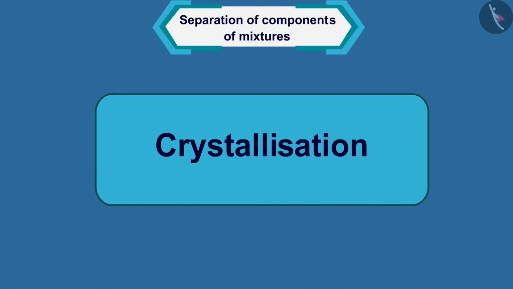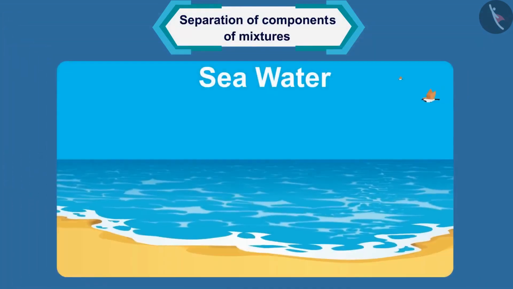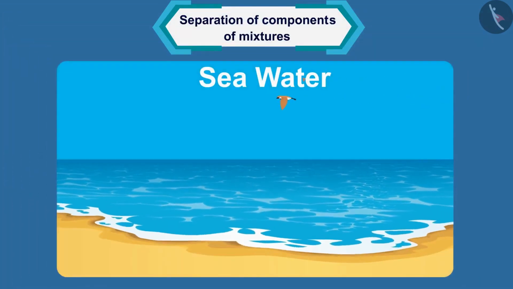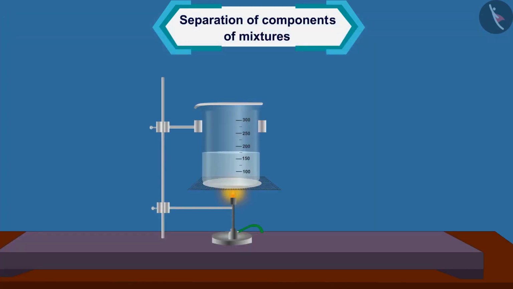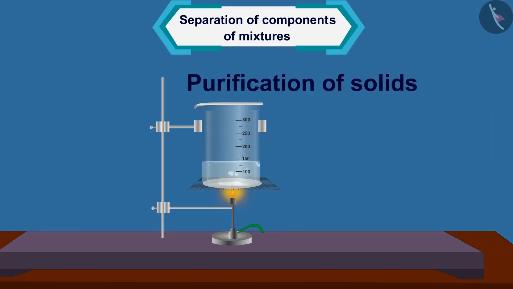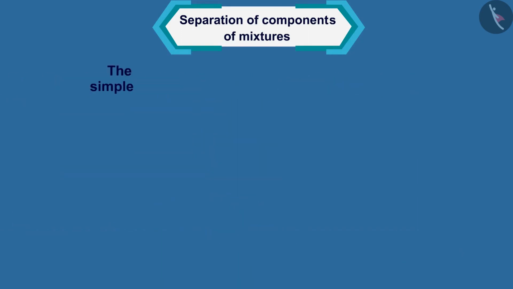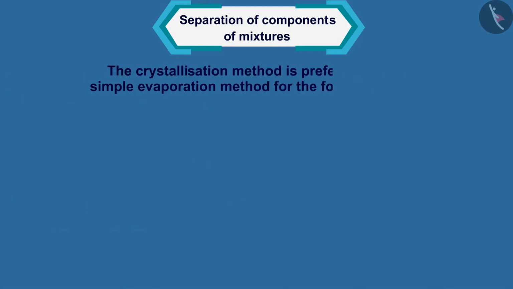For example, when receiving salt from seawater, it may contain many impurities. The crystallization method is used to remove these impurities. Crystallization is the method by which pure solids in the form of crystals are separated from the solution. And do you know, the crystallization method is preferable over a simple evaporation method for the following reasons.